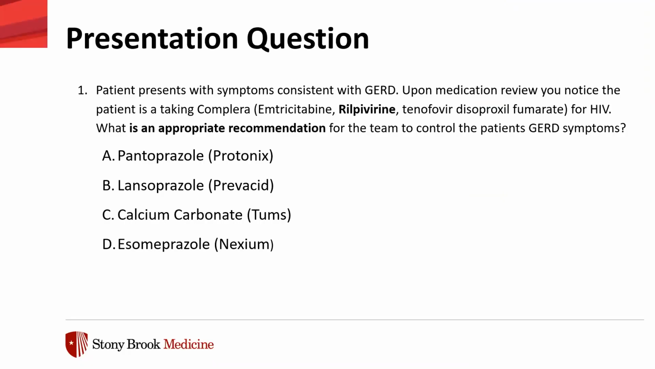So my first presentation question is, you have a patient who presents with symptoms consistent with GERD. Upon medication review, you notice the patient is taking Complera, which components are emtricitabine, rilpivirine, and tenofovir. What is an appropriate recommendation for the team to control this patient's GERD symptoms? Keeping in mind that rilpivirine is that NNRTI that I talked about earlier with those specific drug interactions.